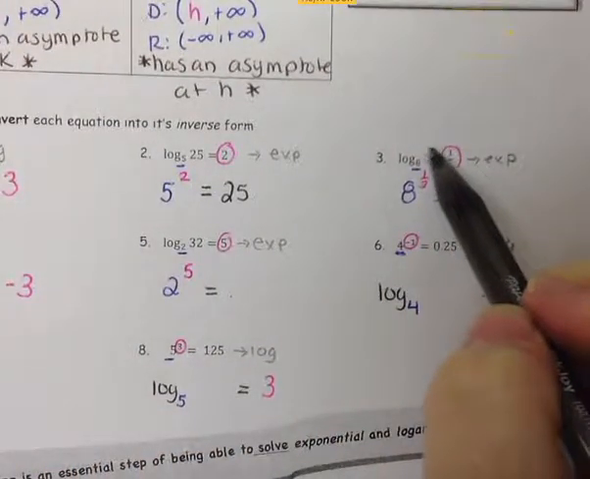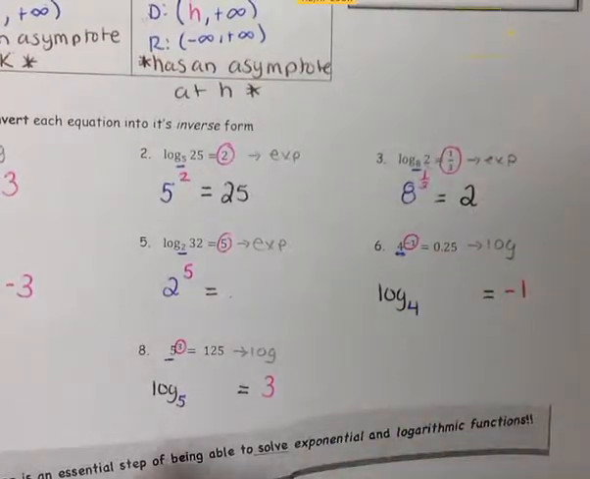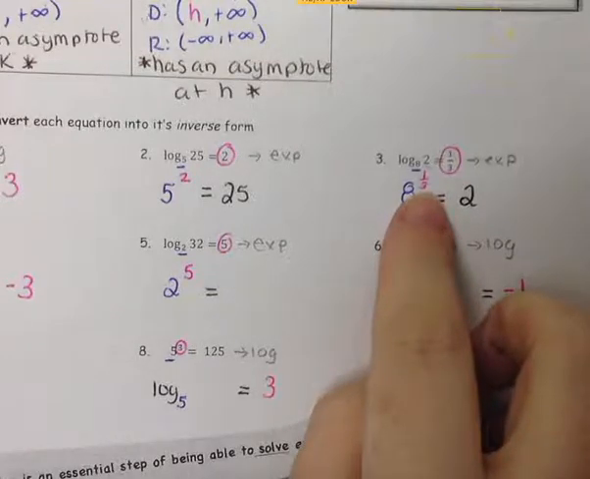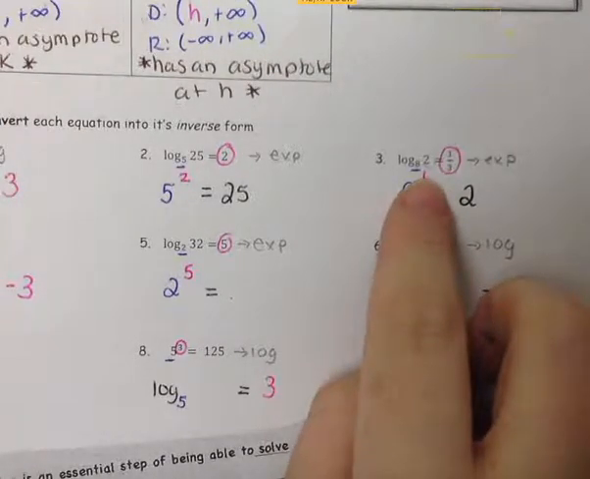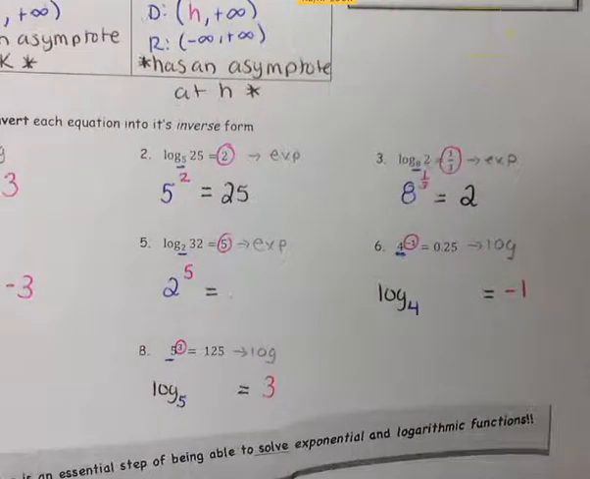On number 3, the number that we haven't used is the 2, so it's going to go in that empty space. 8 to the 1/3 can also be written as the cube root of 8. Any exponent that's a fraction can actually be written as a radical. The denominator is your index, so that would be a cube root of 8 to the first power, because your numerator is the power of the base that's remaining.